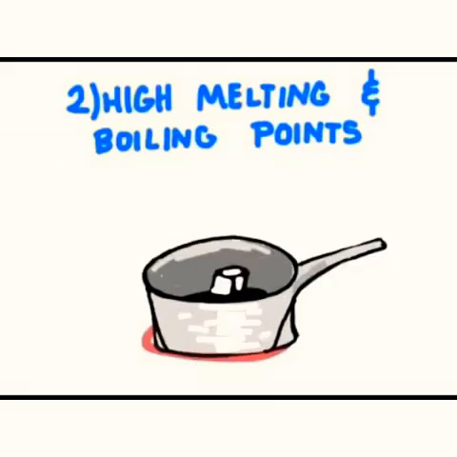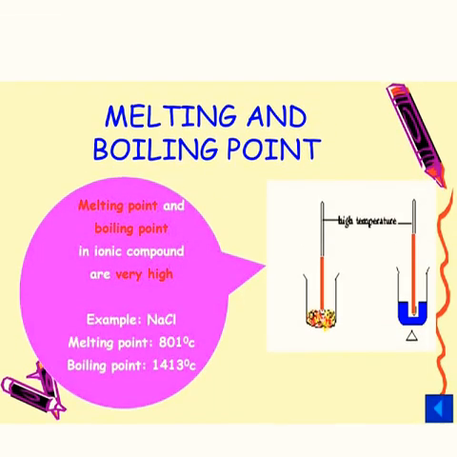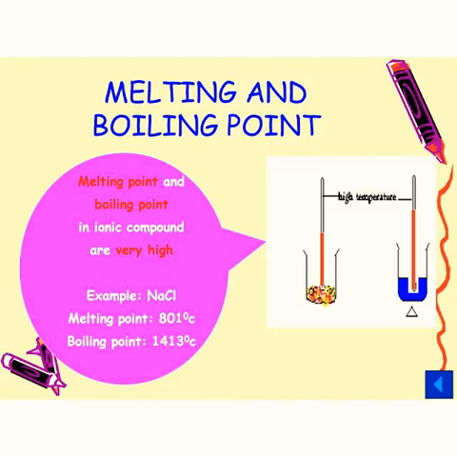Second property is melting and boiling points. Ionic compounds have high melting and boiling points. This is because a considerable amount of energy is required to break the strong inter-ionic attraction or electrostatic force of attraction that exists between ionic compounds.